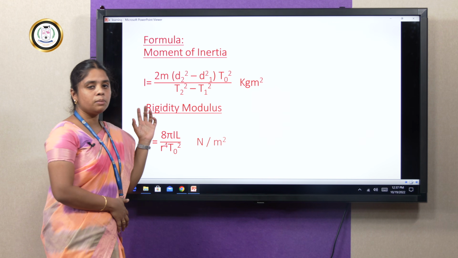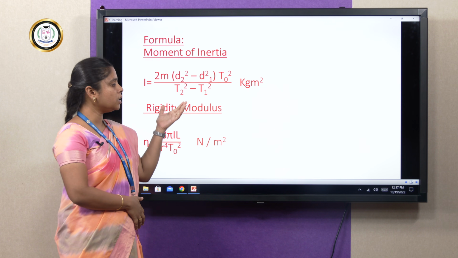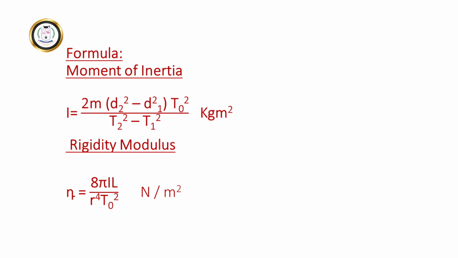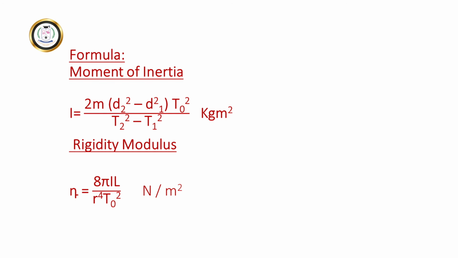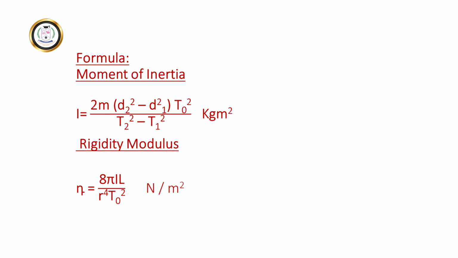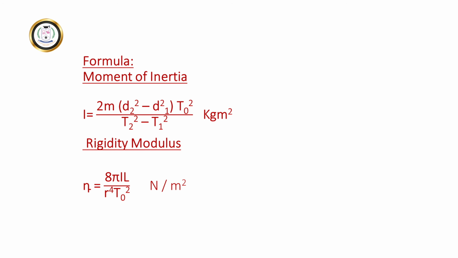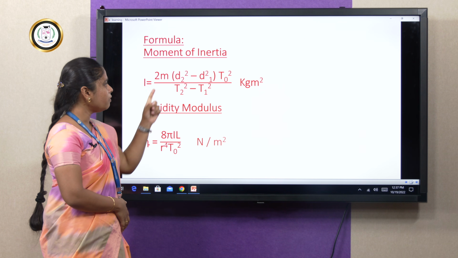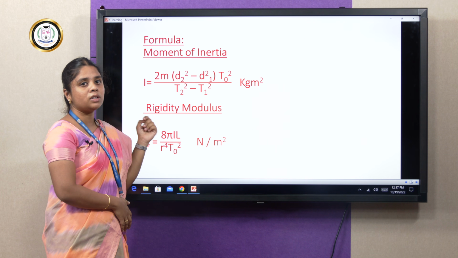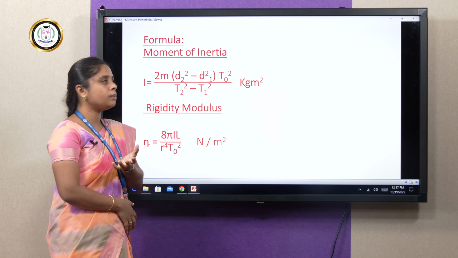So using the two tabulations, we have obtained the necessary values which we are going to substitute in the formula. In order to obtain the moment of inertia of a circular disc, the formula is I is equal to 2m (d2 square minus d1 square) t0 square divided by (t2 square minus t1 square) kg meter square. Now here the mass m stands for the two symmetric masses which we used during the demo video.